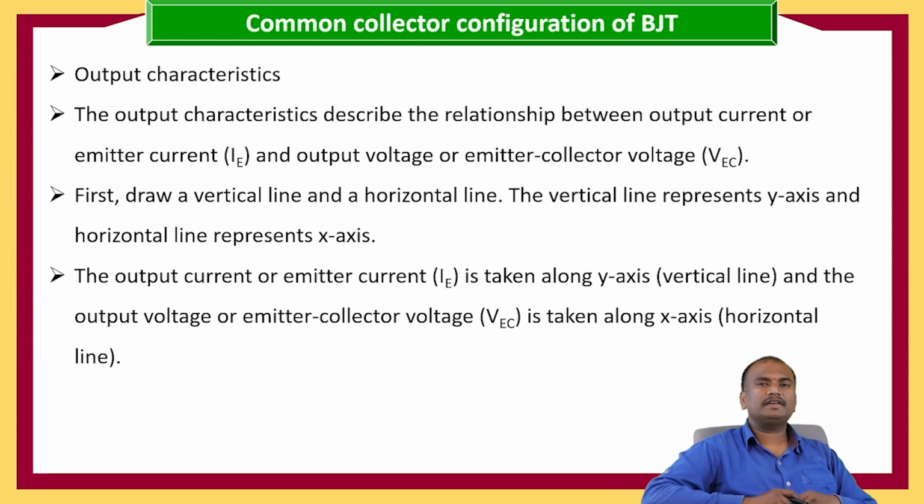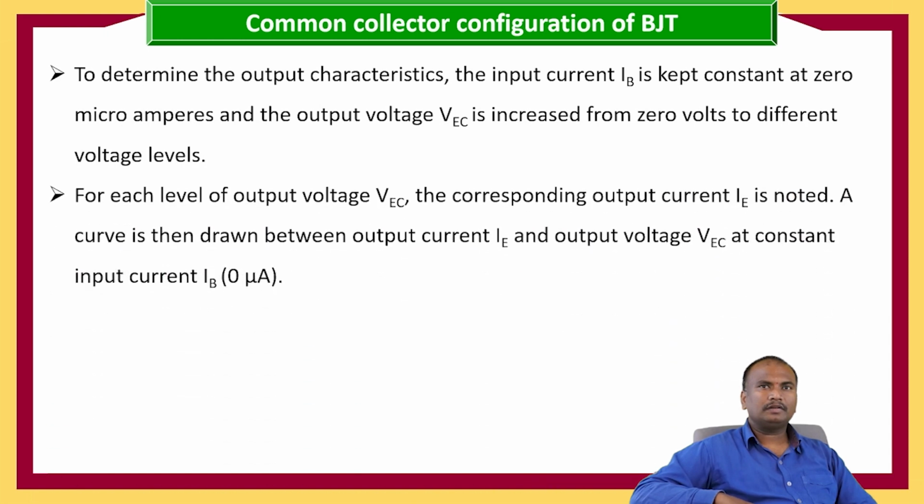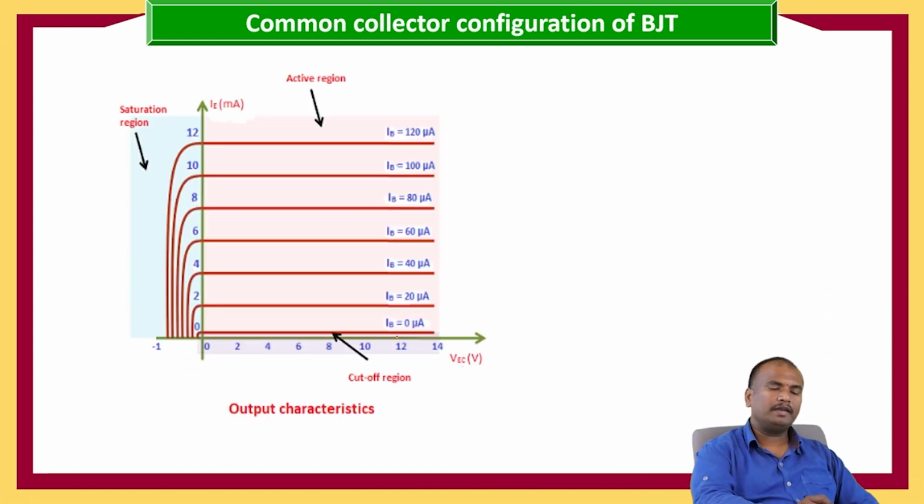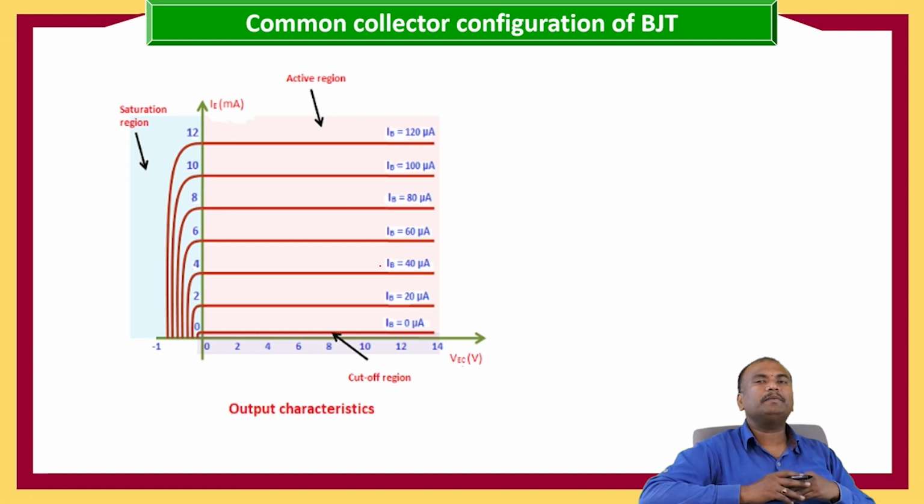The output characteristic is between IE versus VEC when IB value is kept constant. Here is the IB value when we keep at 0 microamperes. IE versus VEC values will be having different base current. We are going to have different characteristics between IE versus VEC because when the base current increases, the emitter current also increases.